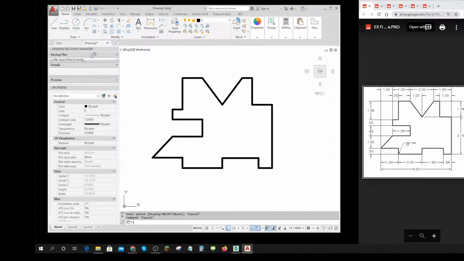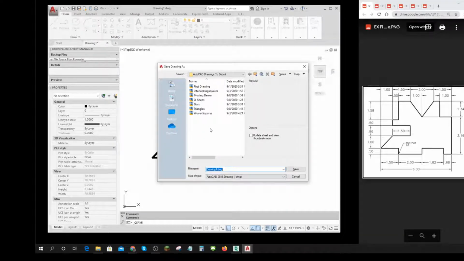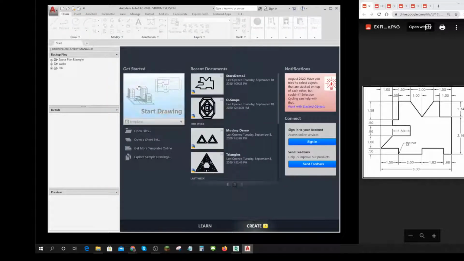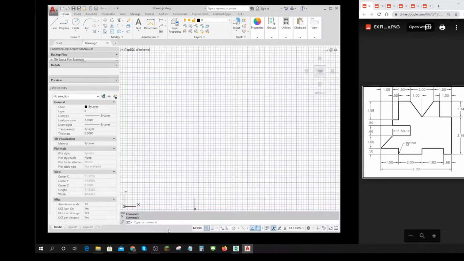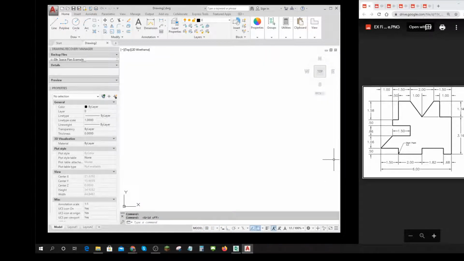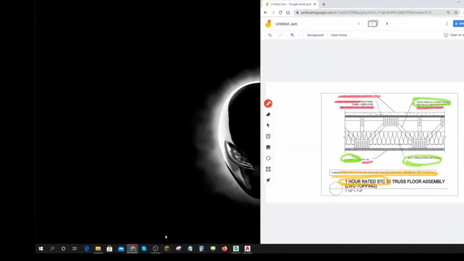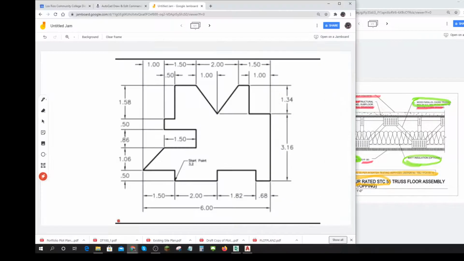So I'll hit save and I'll go stars demo 2. Got it. Now I can close it and start a new one again. Now let's take a look using the Jamboard at the next one. Wrong Jamboard. Right Jamboard. So I'm going to clear this one.